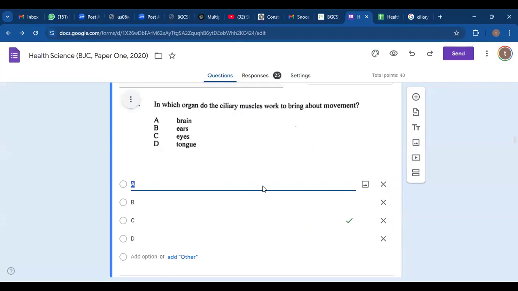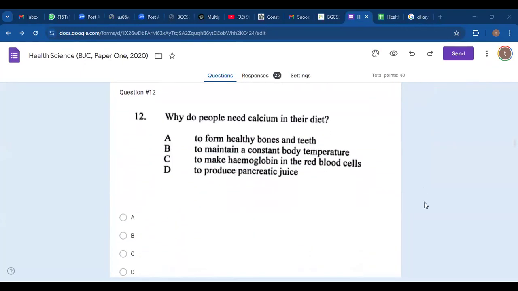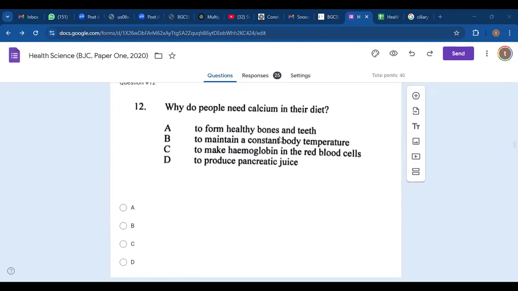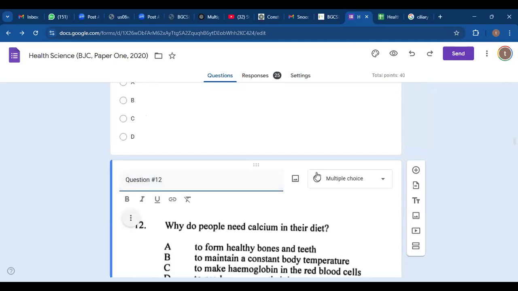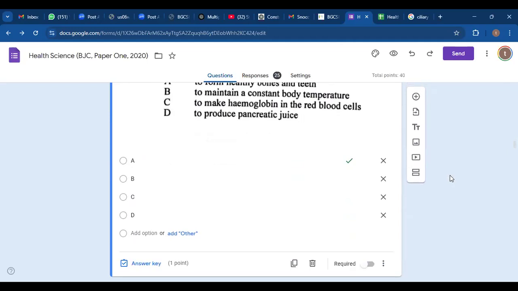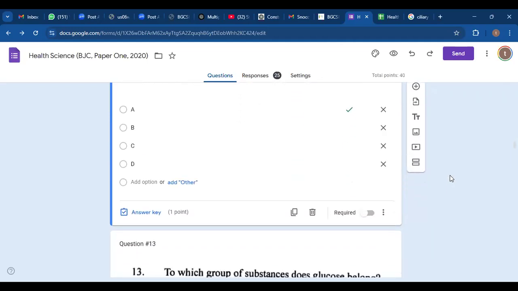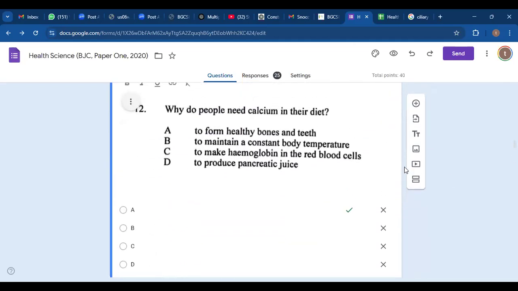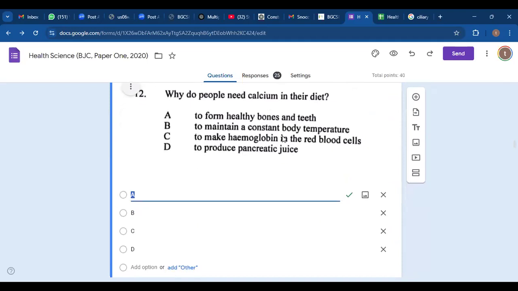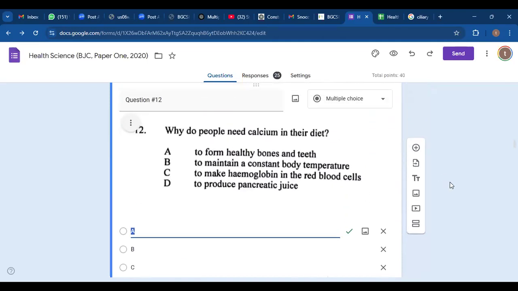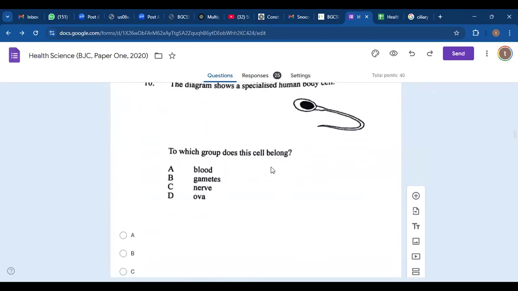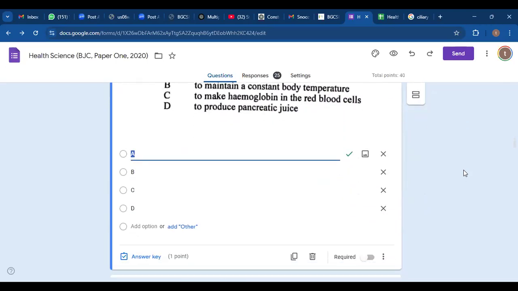Wow, that's excellent. Number 12. Why do people need calcium in their diet? To form healthy bones and teeth. Very good. Number 12 is A, healthy bones and teeth. What was number 10? Number 10 was gametes. Okay, number 13.